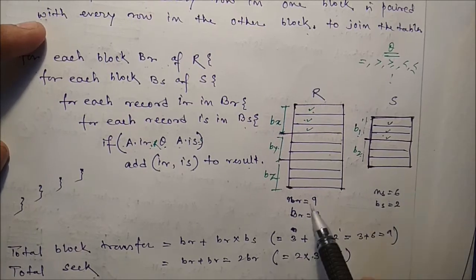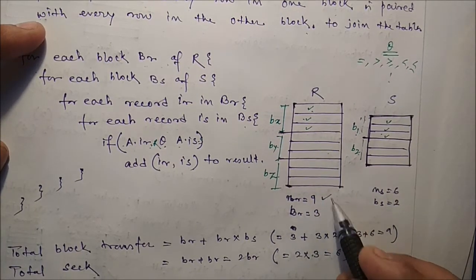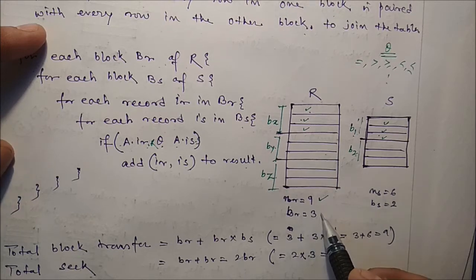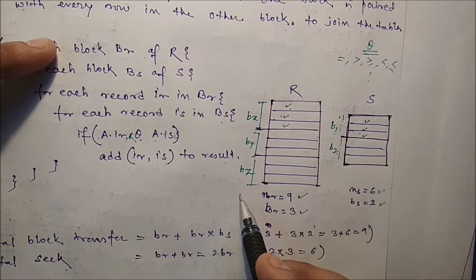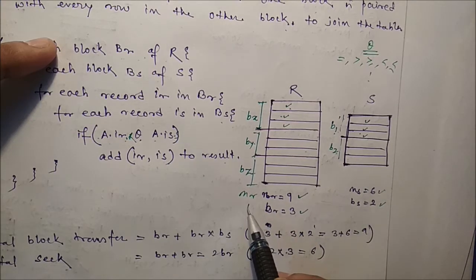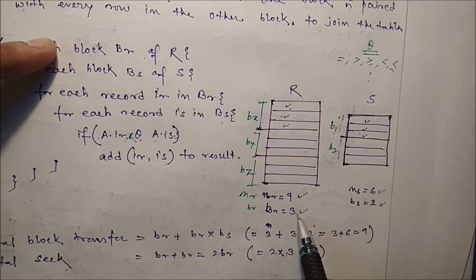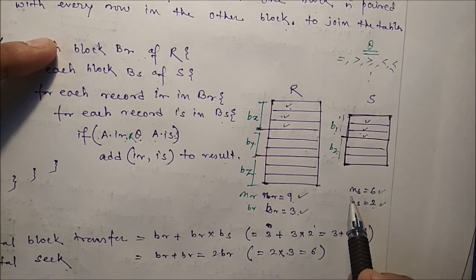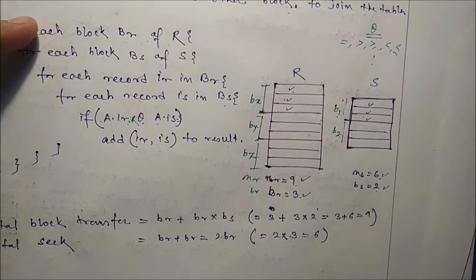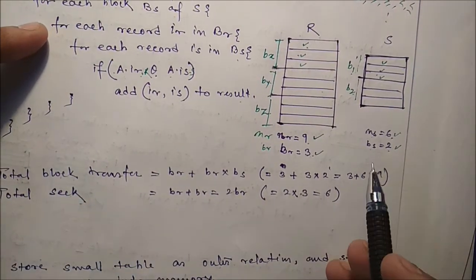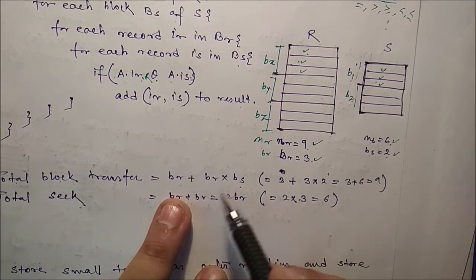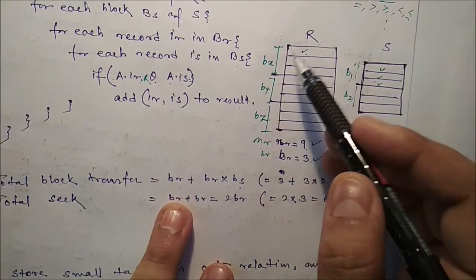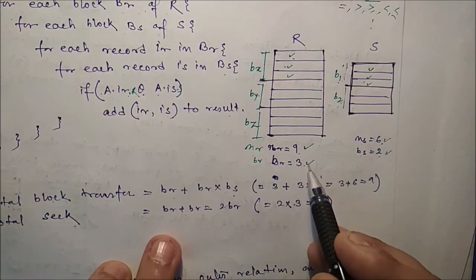Okay, so already you know the BR is what? So total number of blocks it is 3, and total number of records it is 9. Here number of blocks it is 2, and number of records it is 6. So this is what our inner is equal to 9 and BR is equal to 3. So number of blocks it is 3, number of data 9, number of blocks it is 2, number of data it is 6, already you know. Now the total block transfer we have to see. So here we need BR plus BR into BS. So BR is what? Total number of blocks transfer for this particular outer loop. So this is what? It is 3.